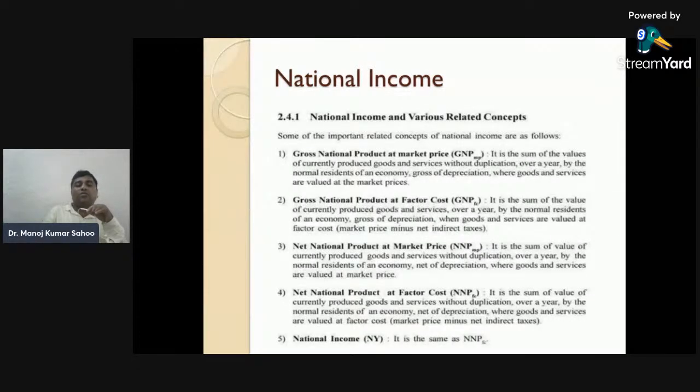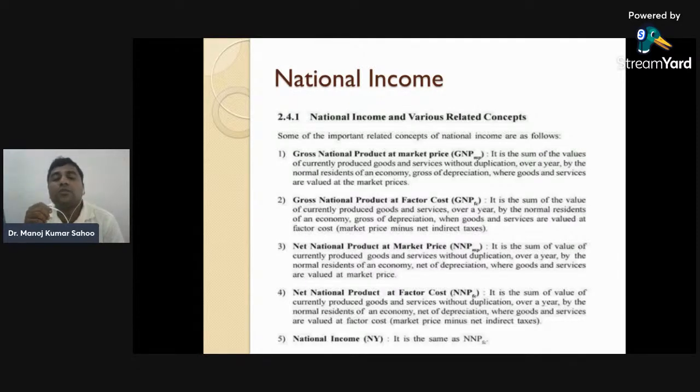C means the consumption expenditure done by the households. I stands for private investments. All the private companies, whatever they are investing, that is private investment I. And G stands for government expenditure. Government also spends on school, college, hospital, road, canal, airport, and parks. So government also makes some investments.